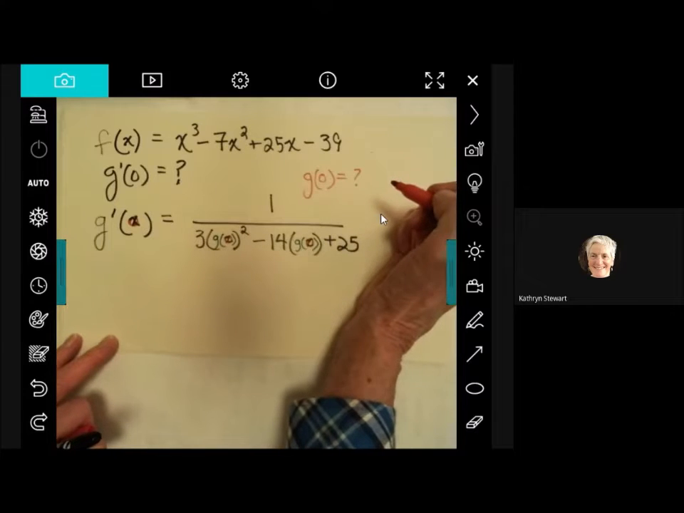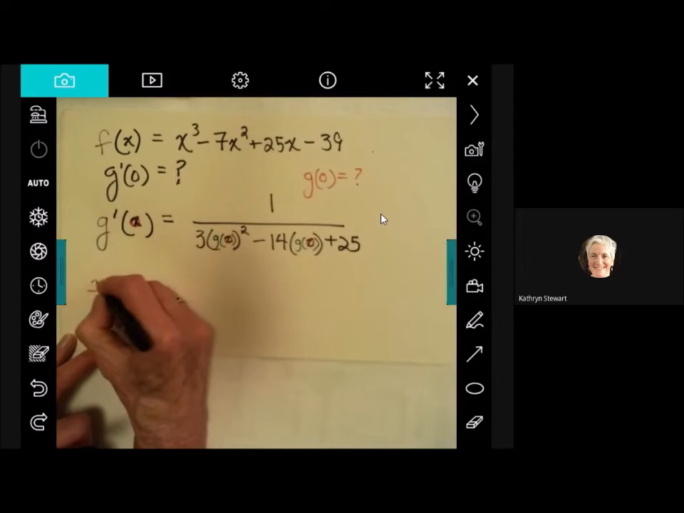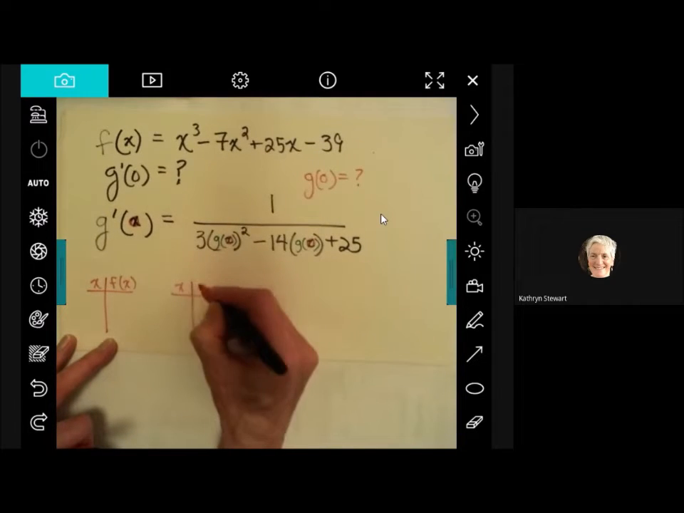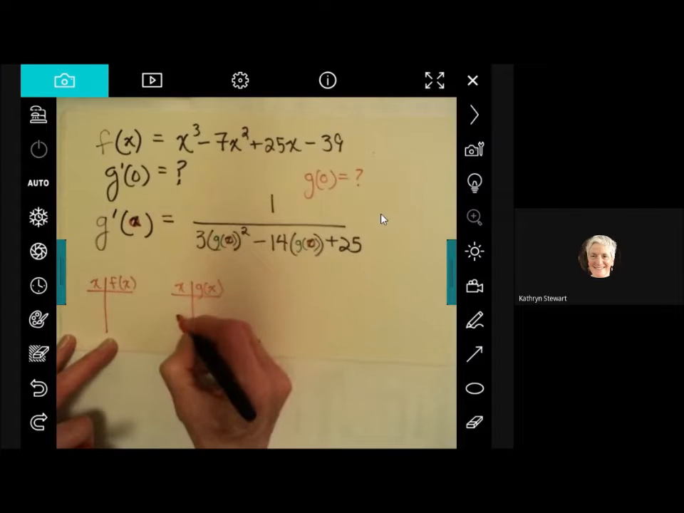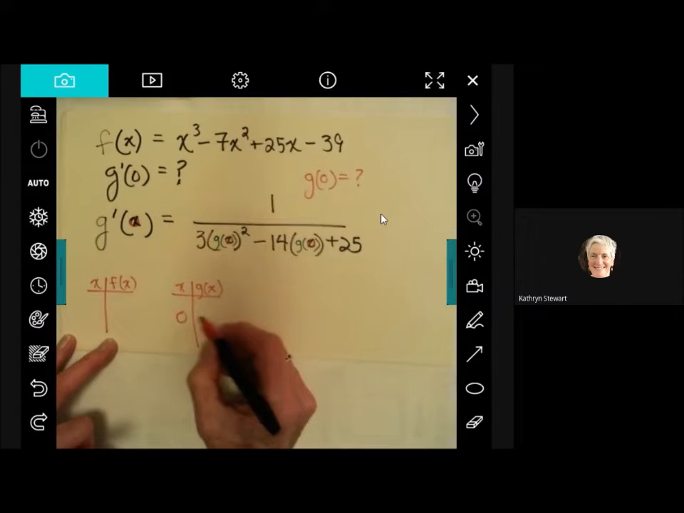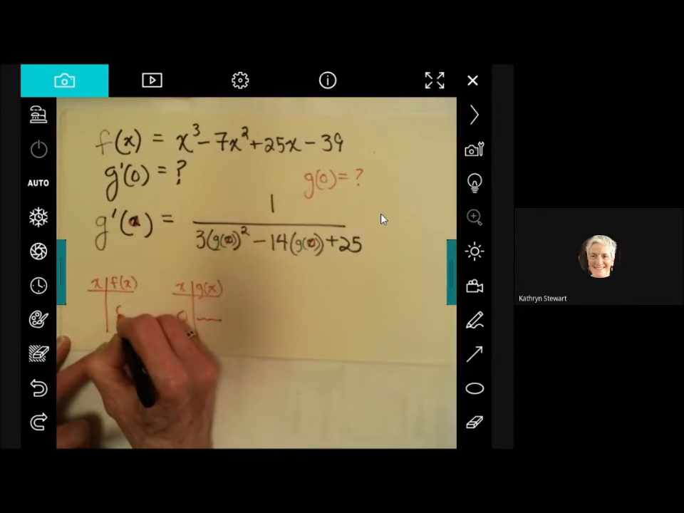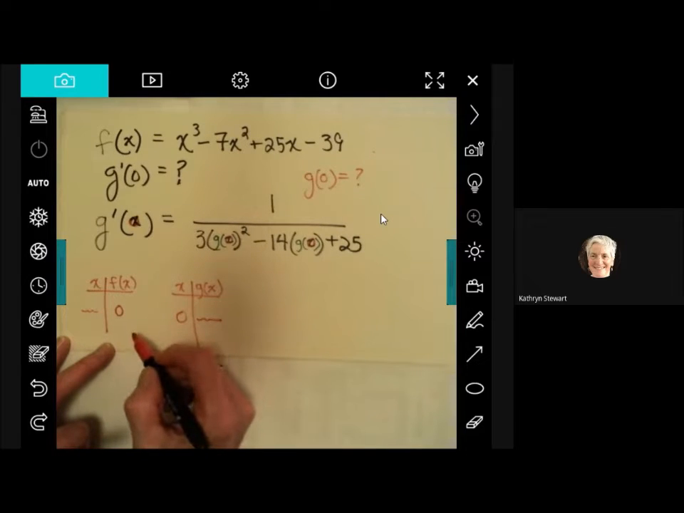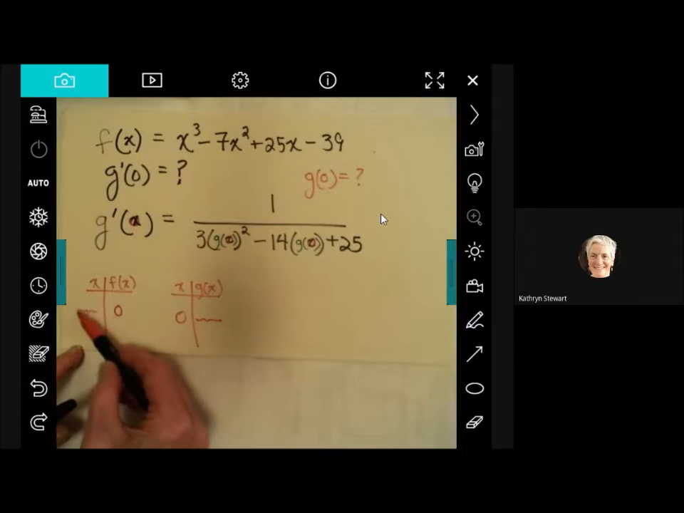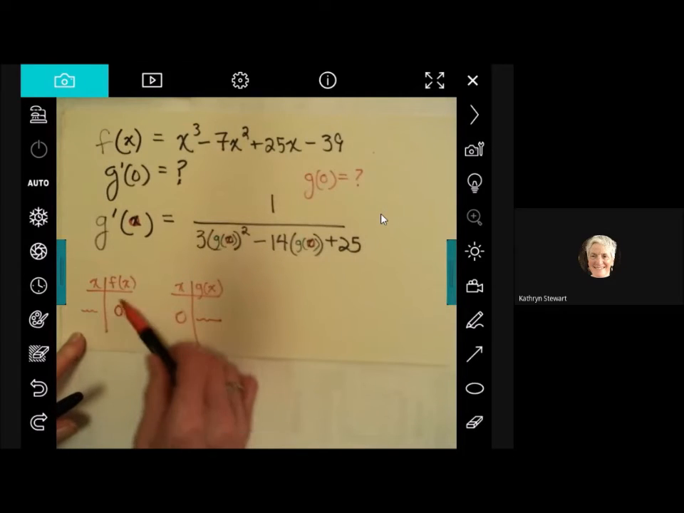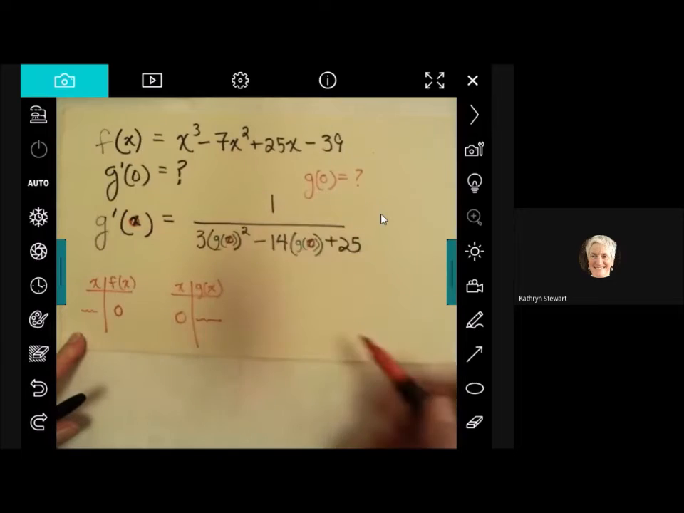All right, so let's make our little chart. I love these little charts. x, f of x, x, g of x. I want to know what g of x is when x is 0, right? Which means I want to know what x is when f of x is 0. So if I can find this x, that will give me my g of x when x is 0. All right, so that means I want to set this whole thing equal to 0.